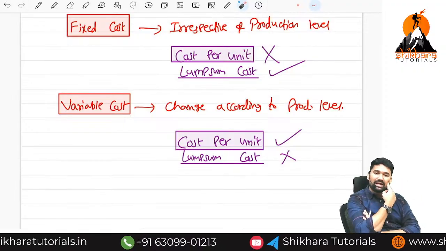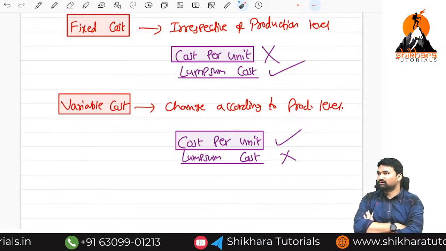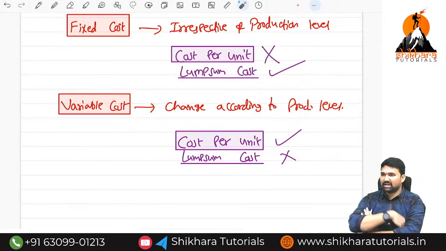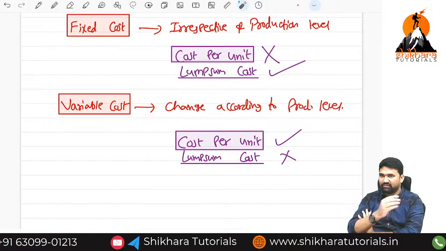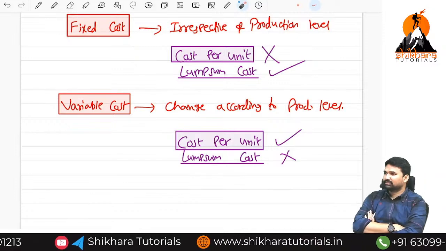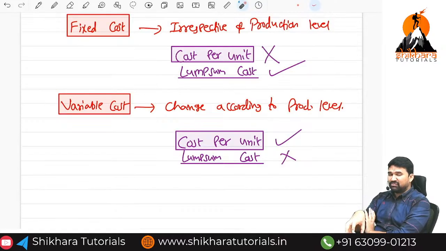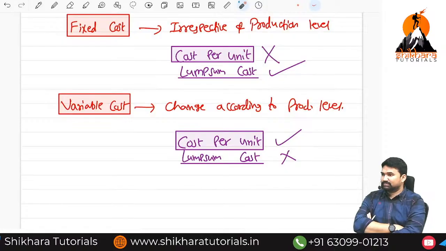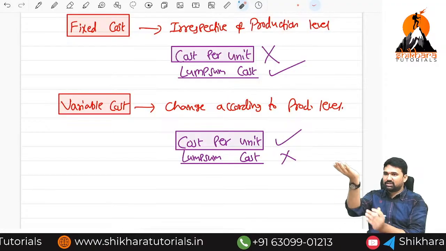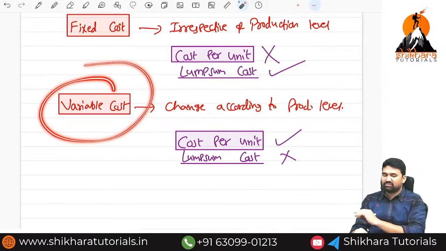In simple, a hutch dog, you know, hutch dog. What will a hutch dog do? Wherever you go, it will follow. If you go straight, it will come straight. If you take left, it will take left. If you take right, it will take right. Okay. So variable costs are like hutch puppies. Wherever you go, it will follow. If you increase production, it will also increase. If you decrease production, it will also decrease. That is the basic nature of variable cost.